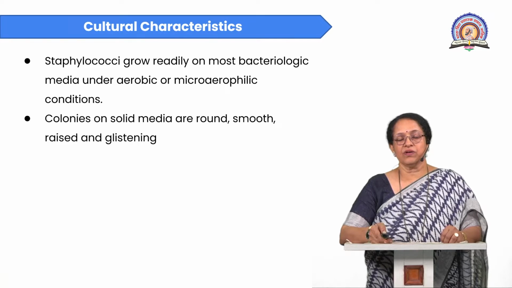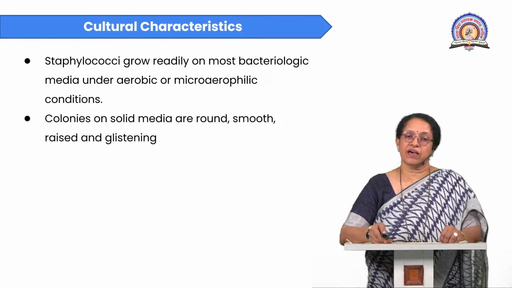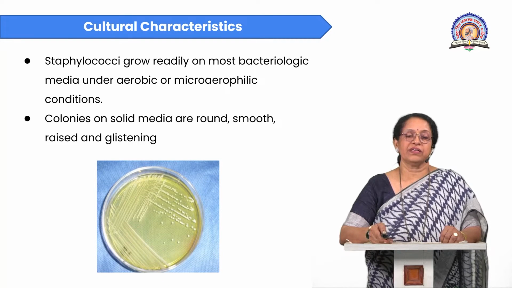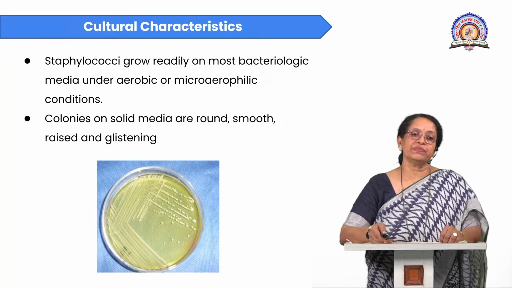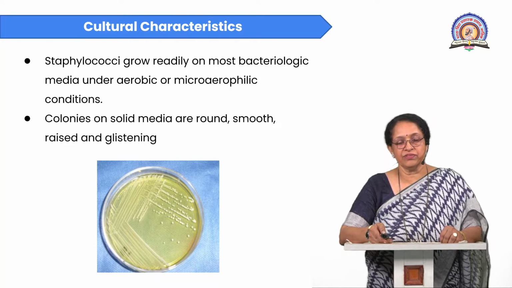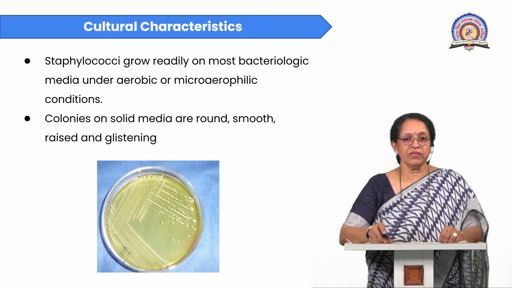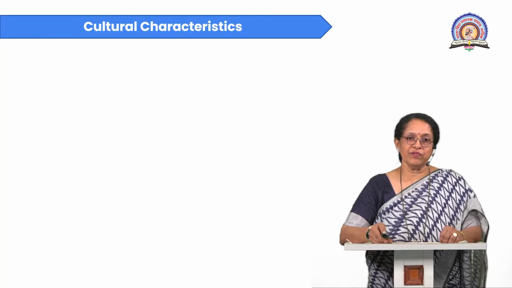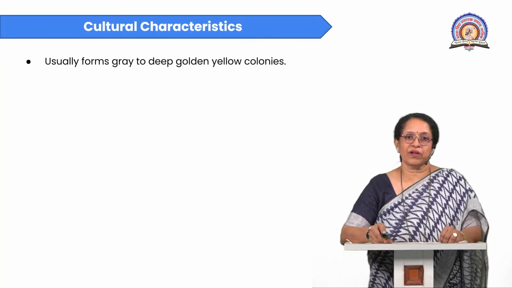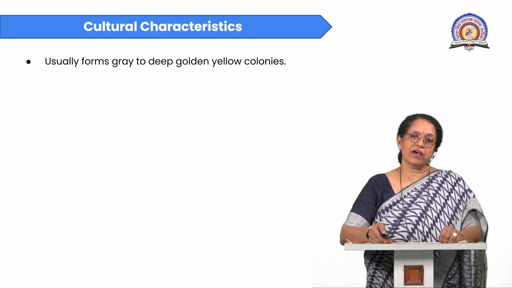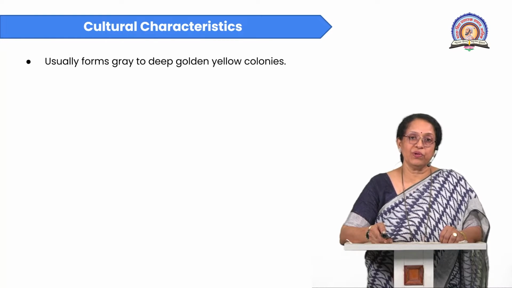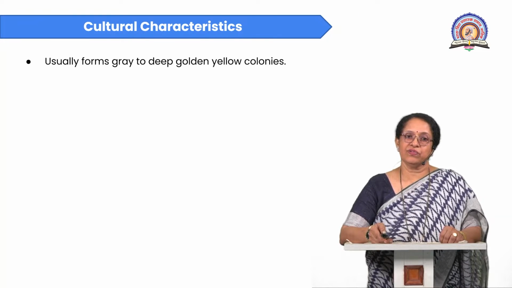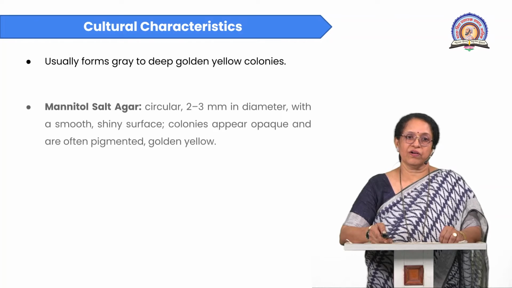Their colonies on routine laboratory media like nutrient agar are round, raised as well as glistening. You can see the growth of Staphylococcus aureus on nutrient media. The colonies are yellowish in color, but when you provide a different medium like mannitol salt agar, colonies appear golden yellow in color. They are usually deep golden yellow colored colonies.